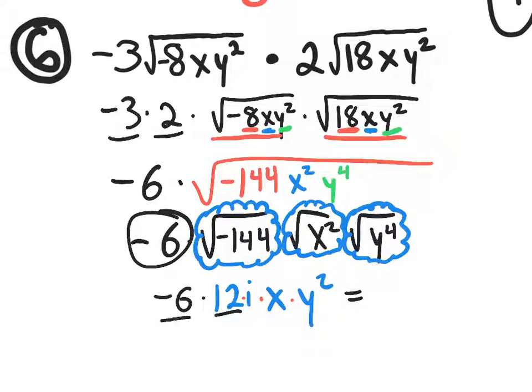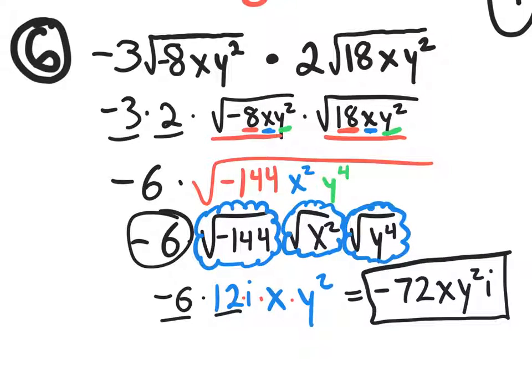So 12 times negative 6 is negative 72. And then you have the x, the y squared, and the i at the very end. And that was a challenging problem that doesn't look so challenging. Now, if we did it the other way, splitting the roots, then it does become very challenging.